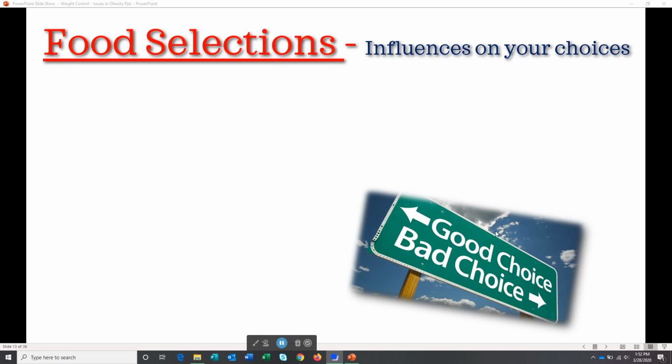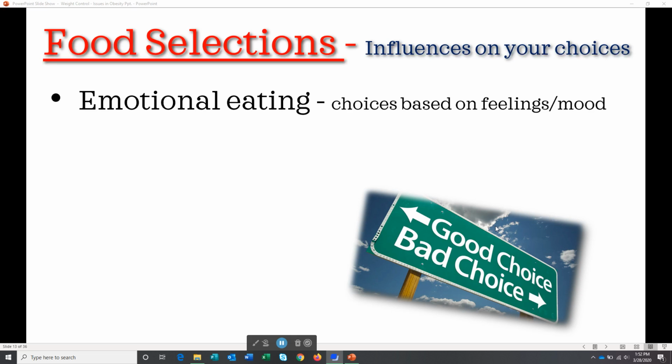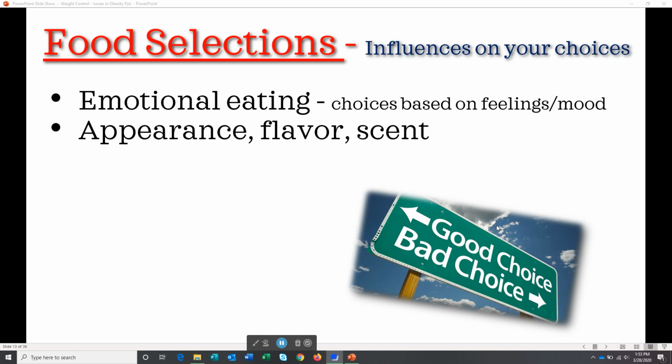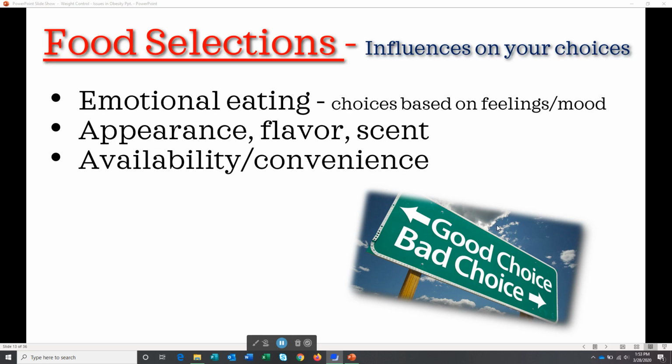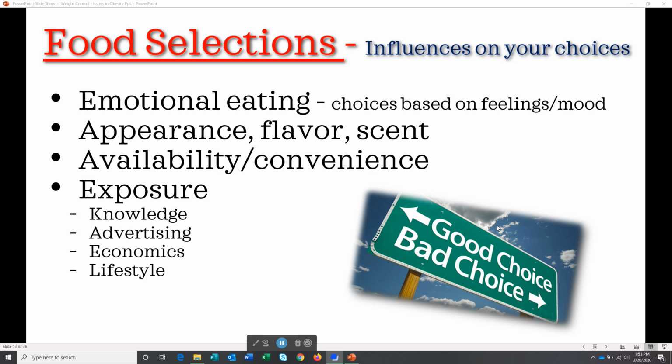Food selections. Humans are influenced by the choices that we make daily, including what we eat. We base our meals on how we're feeling and by how the food smells, looks, or tastes. We choose for convenience and readily available. We are also influenced by advertising, economic, and just our general lifestyle.